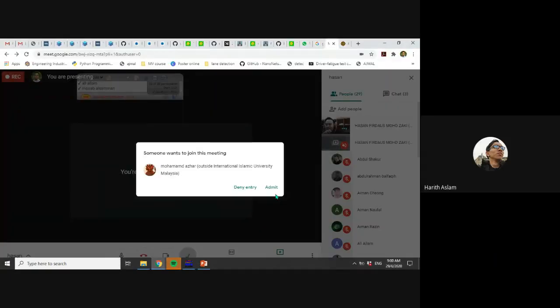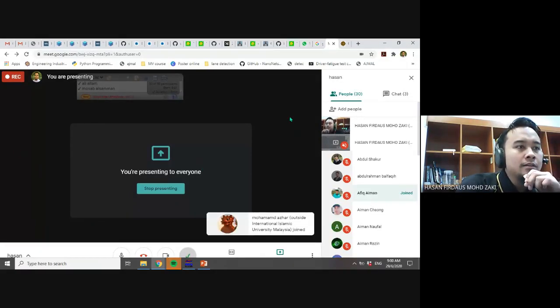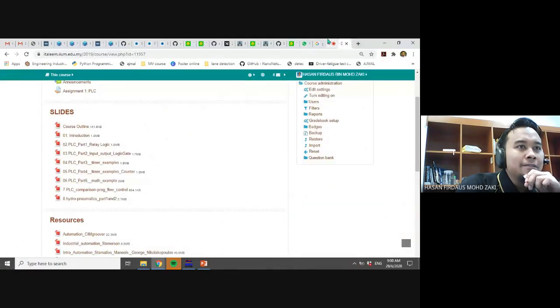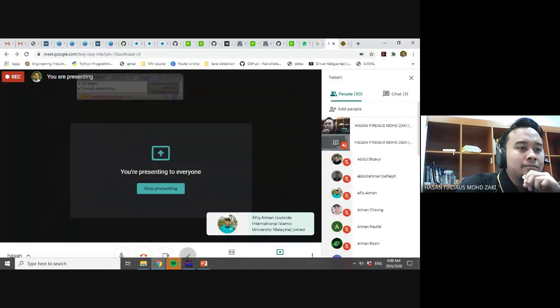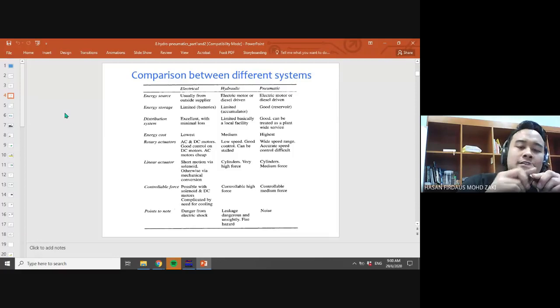Airplane, sir. Airplane. Which part of the airplane do you think uses pneumatics? I think the engine maybe. Landing gear, sir. Landing gear. Landing gear uses pneumatics. Why do you need pneumatics?